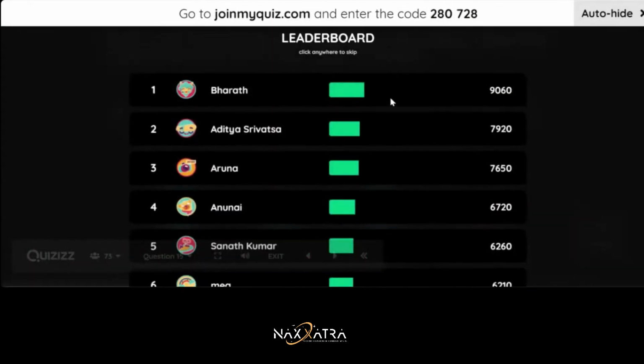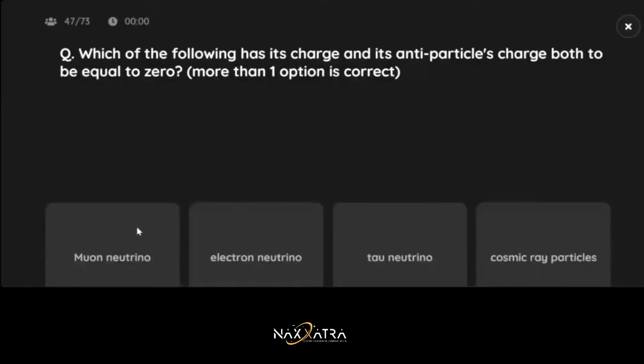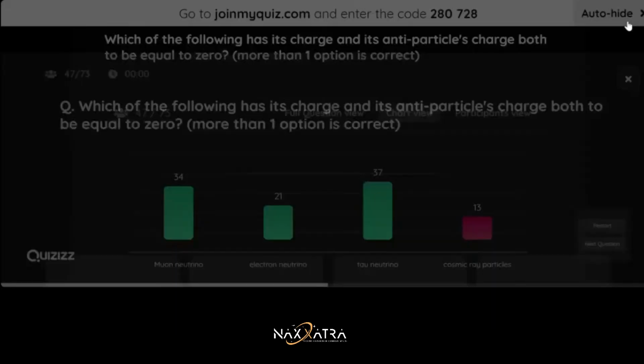So on the leaderboard we have Bharat leading, and then Aditya Srivatsa, and then Aruna. So the answer is all neutrinos, that is muon neutrino, electron neutrino, and tau neutrino. All these neutrinos are chargeless, and even their antiparticles' charge is 0. Then how do they differ? The antiparticles and the normal particles of neutrinos differ based on chirality and lepton number. The answer is all these neutrinos. So now, next question.